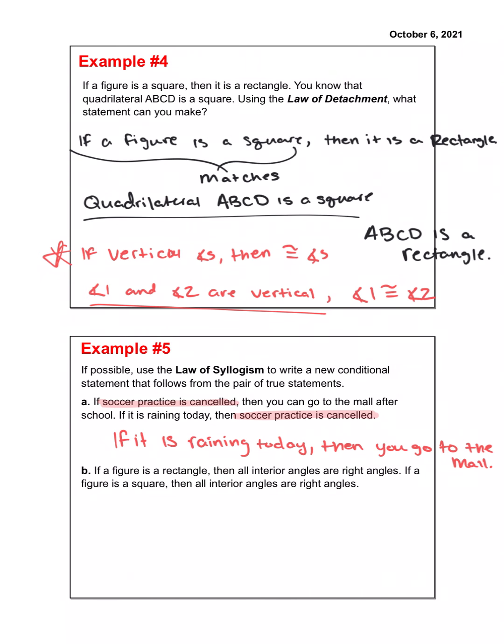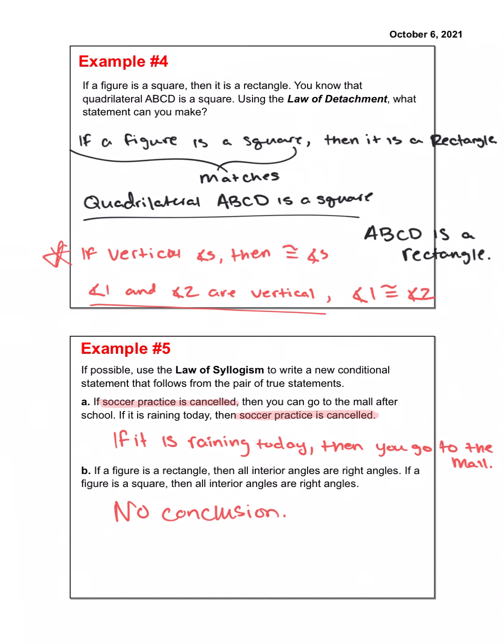Part B, let's look at this one. If a figure is a rectangle, then all interior angles are right angles. If a figure is a square, then all interior angles are right angles. We can't use the law of syllogism on this one because there's not a hypothesis that matches with the conclusion. So there's no conclusion that can be made here. The conclusions match, but you want a hypothesis and a conclusion to match.